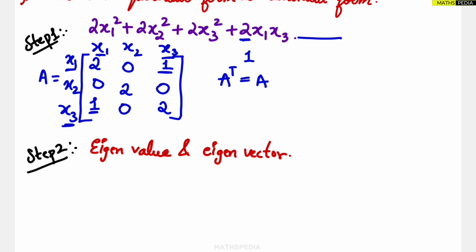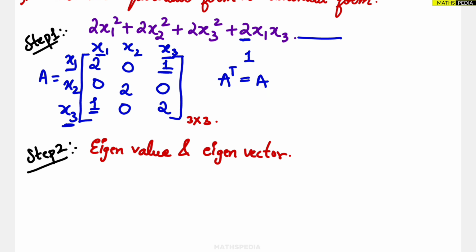Now how to find that? That is the question. So eigenvalue can be found out using the... so this is a 3 cross 3 matrix. So we know how to find out the eigenvalue. So we can go by the first method.